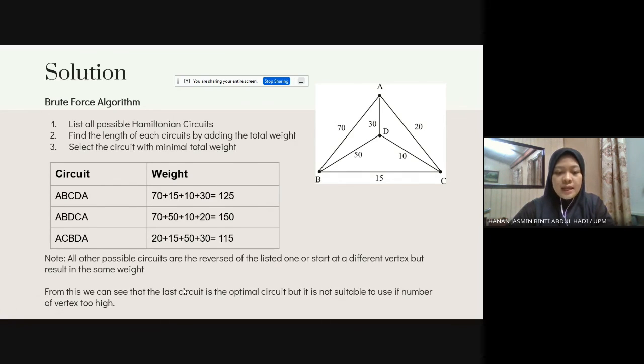From this, we can see that the last circuit is the optimal circuit, but brute force is not suitable to use if the number of vertices is too high. The last circuit is the optimal circuit because the total weight is the smallest compared to these 2 circuits.